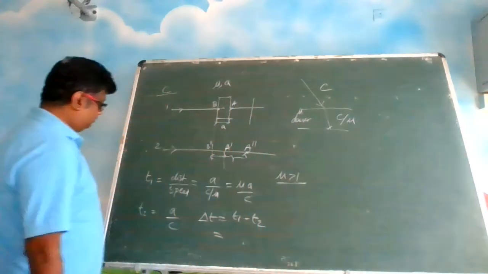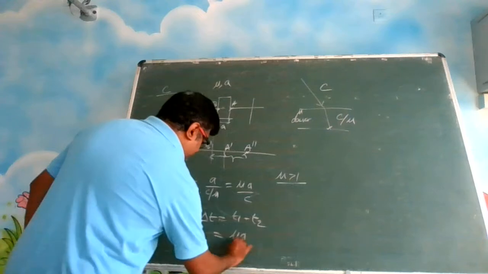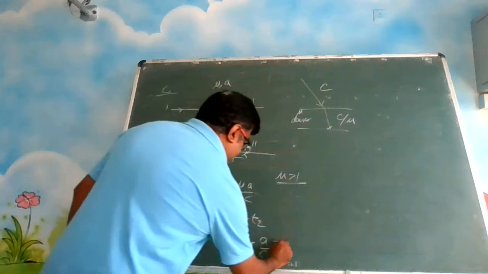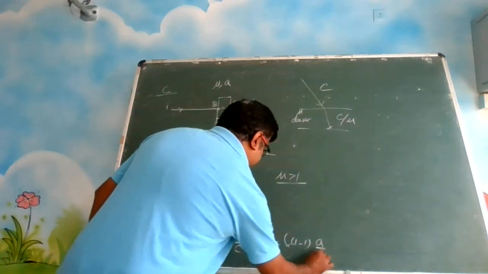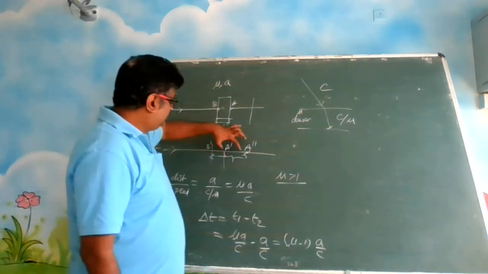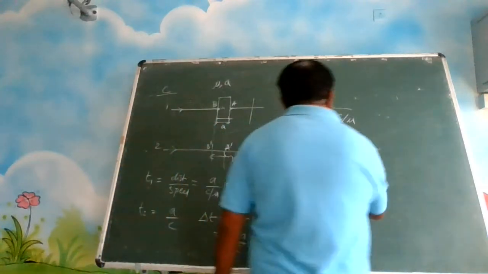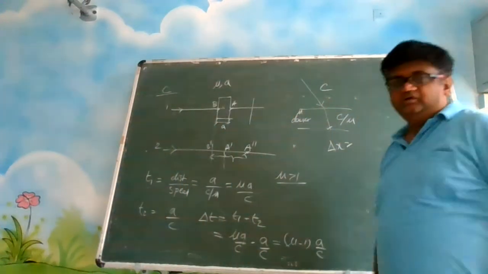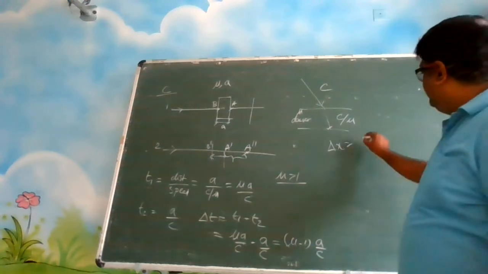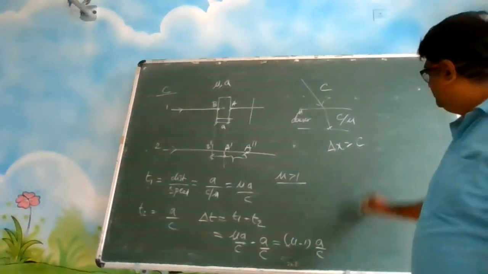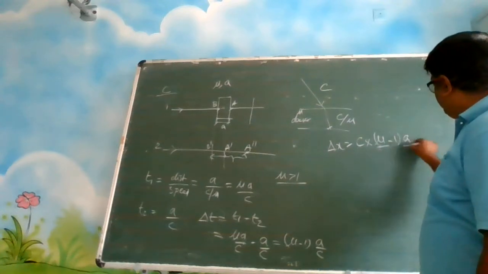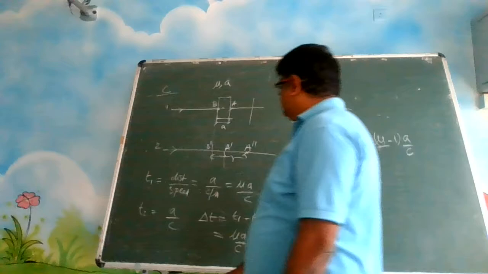So let us put the T1 value: it is mu a by c minus a by c. So what is this? It is mu minus 1 into a by c. Now this is your delta T. So what is the path difference? This path difference delta x is equal to speed multiplied by the time gap. So what is the speed? The speed is the speed of light, into mu minus 1 a by c.